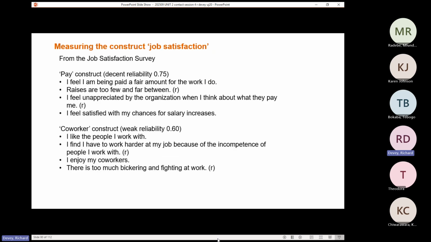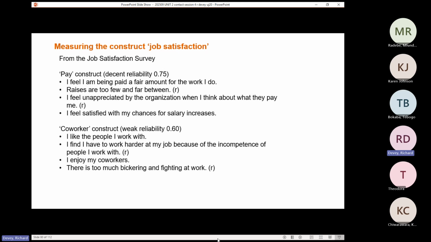So if we look at the items which make up the constructs, the pay construct, which has decent reliability, it's not excellent, but it's not bad. I feel I'm being paid a fair amount for the work I do. Raises are too few and far between. I feel unappreciated by the organization when I think about what they pay me. I feel satisfied with my chances for salary increases. So all those questions have something about pay and salary. So that's why it's probably giving a decent reliability.